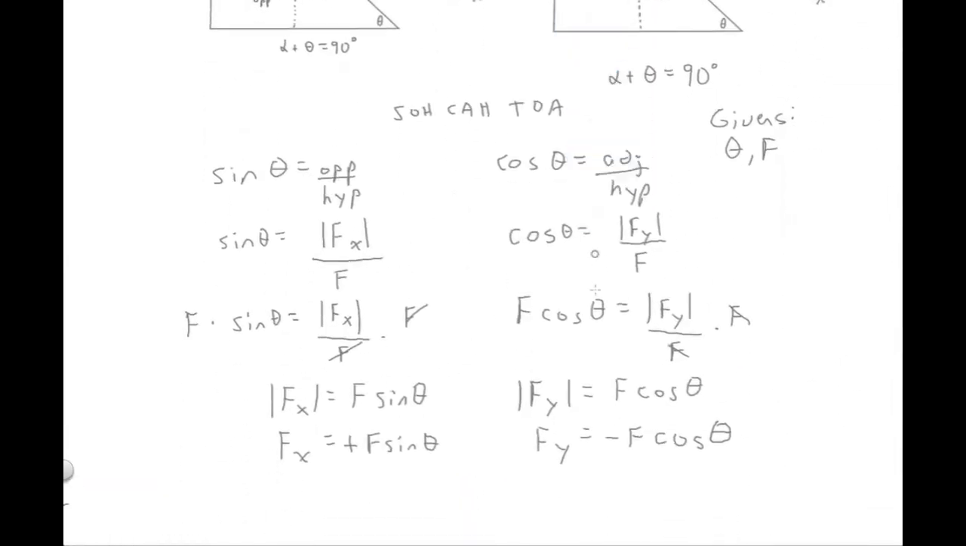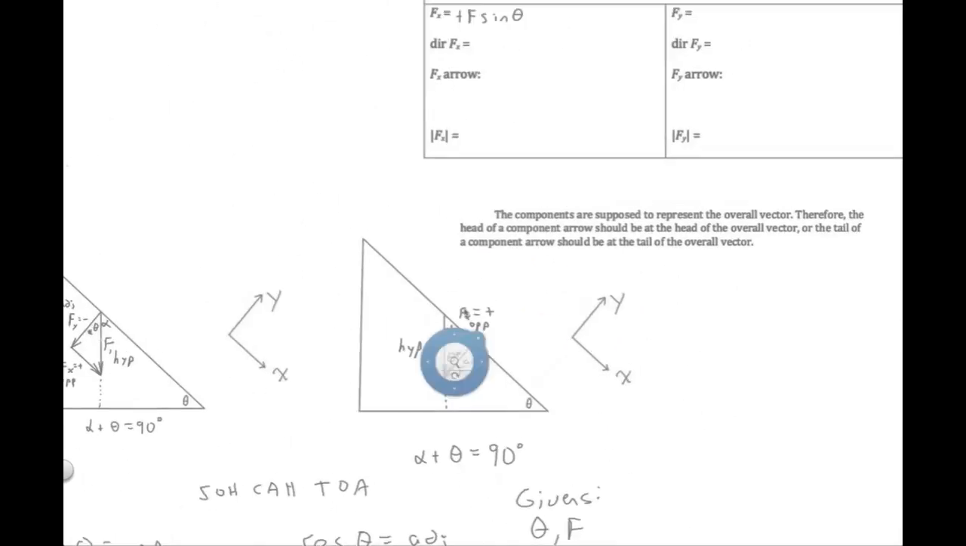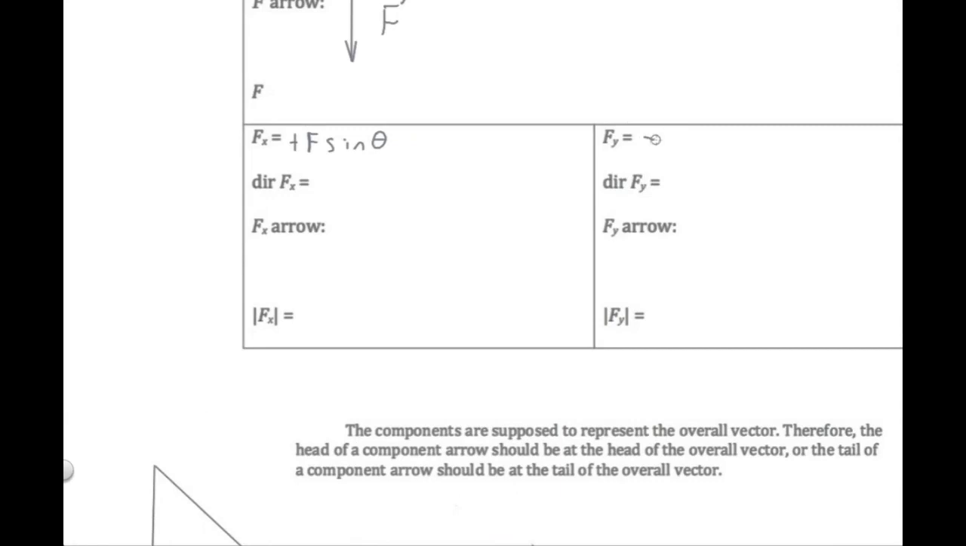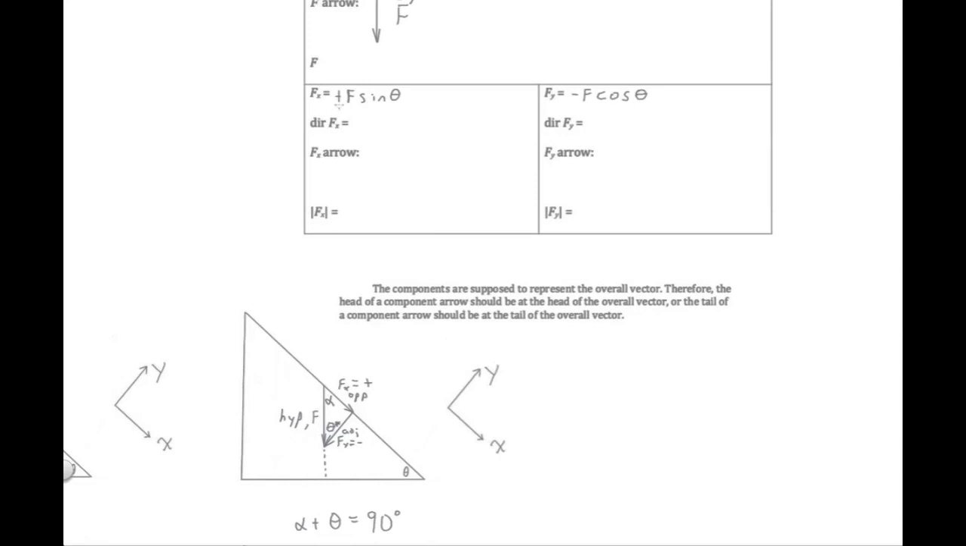It's really a good idea to continue to write down that plus sign to show this is a positive component. And f sub y is negative f cosine theta. That's what we figured out in this problem. So the direction of fx, that's the positive x direction. So this is pointing in the positive x direction.